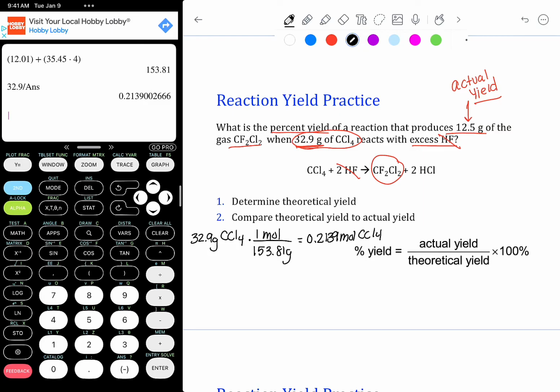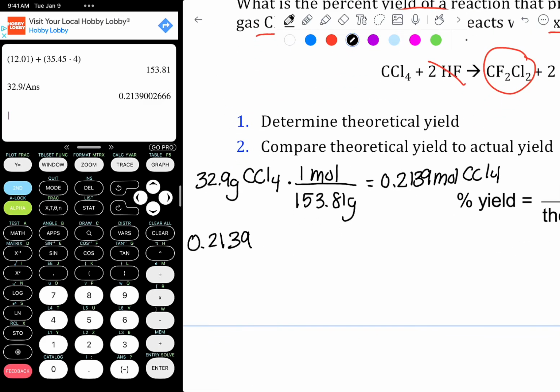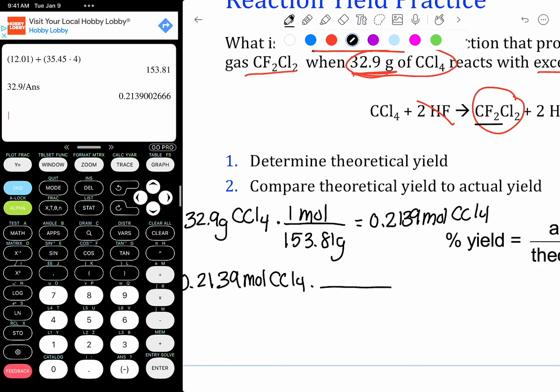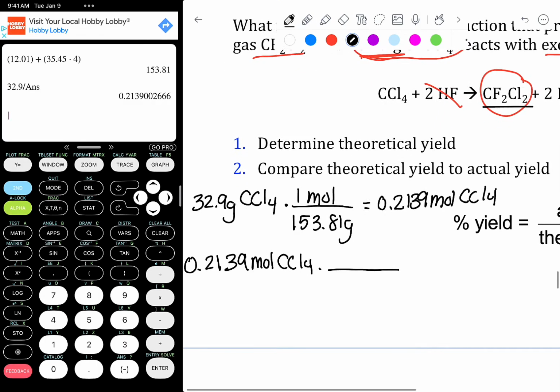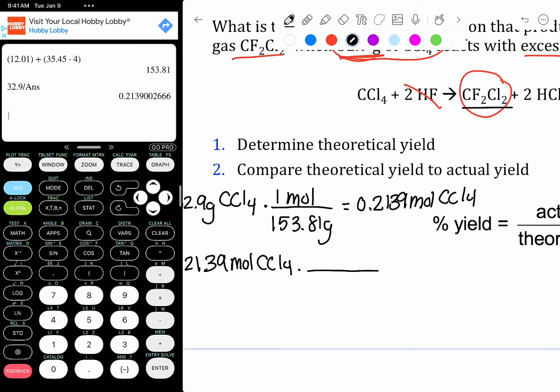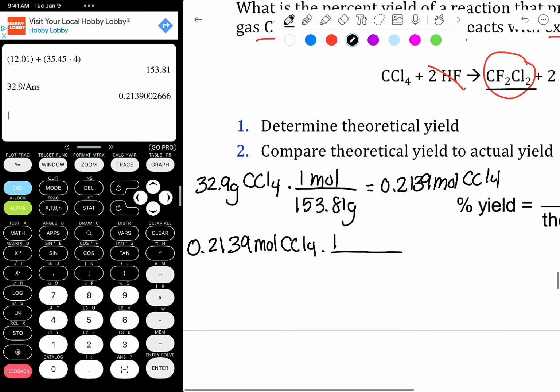Okay, so we're going to start there now, 0.2139 moles of CCl4. I can probably zoom in a little bit here. We want to convert that to our moles of our product, which is going to be CF2Cl2, because that's the mass of the product that we have. Okay, so we're going to go to that product. We see it's in a 1-to-1 ratio. So we have 1 mole of CF2Cl2 and 1 mole of CCl4.